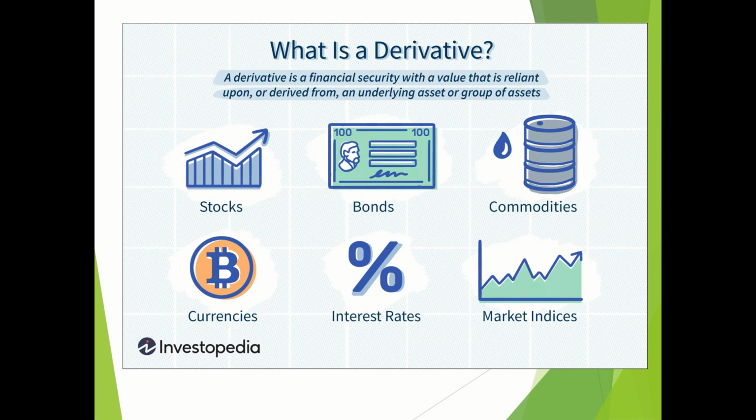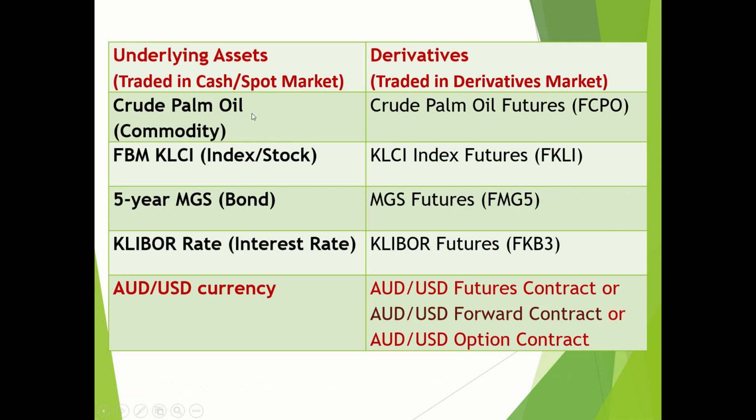But in Malaysia, of course, when we're talking about stock market that can derive futures contract, we are referring to the market indices. Okay, so these are the mothers that will derive future contract. Okay, alright, let's take a look at this one. Okay, these are the underlying asset, mak-mak dia, which are traded in cash or spot market.